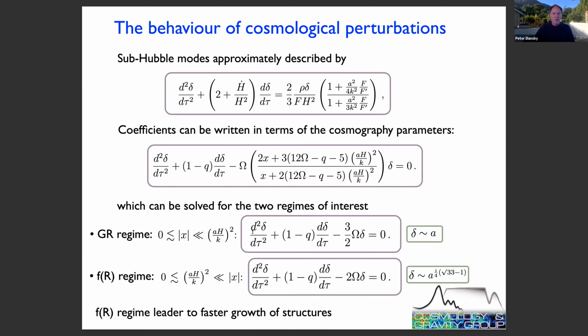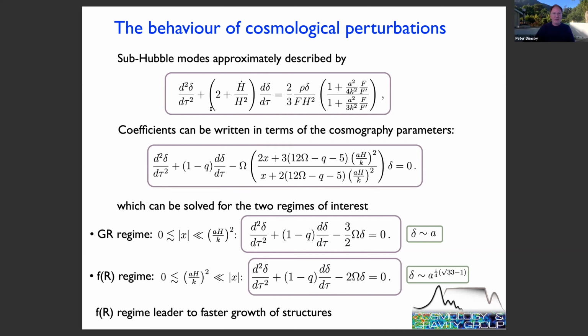So what we want to do then is go beyond that. So we've got an expansion history, which is the same as lambda CDM. What we want to now consider are deviations away from lambda CDM through looking at cosmological perturbations, and then look at those perturbations along orbits which characterize the evolution of the background. And so I'm going to focus on the sub-Hubble modes because they're going to be of most interest to us.